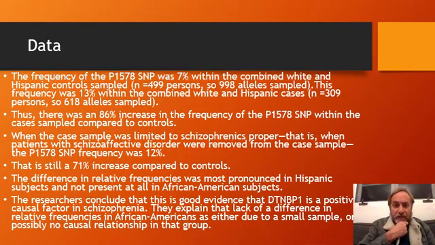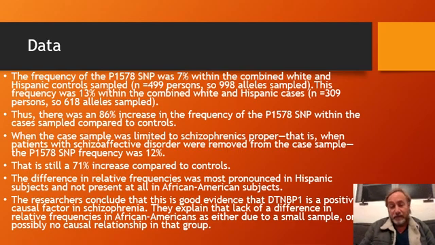Okay, so the data is, right, the frequency of, again, that polymorphism was 7% among the combined white and Hispanic controls, and it was 13% in the cases. So higher percentage among cases of schizophrenia or schizoaffective disorder. Is it statistically significant? A little bit harder to eyeball there, right?